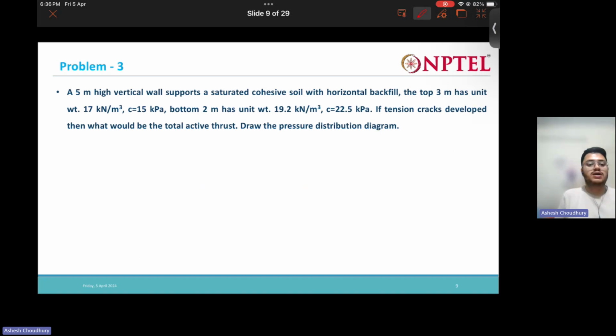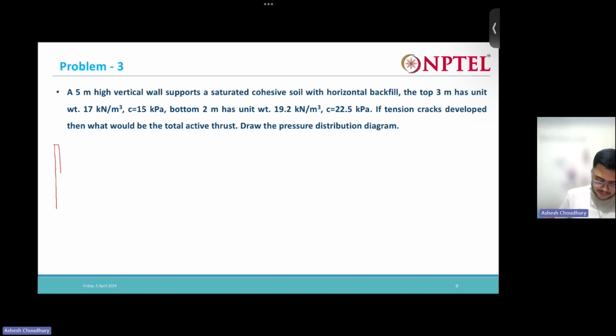A 5-meter high vertical wall supports a saturated cohesive soil with horizontal backfill. The top 3 meters has a unit weight of 17 kilonewton per meter cube and cohesion 15 kPa. The bottom 2 meters has a unit weight of 19.2 kN per meter cube and cohesion 22. If tension cracks developed, what would be the total active thrust? Tension crack developed means the top portion is cracked, and the bottom triangle will come, right, in the picture. We have to find out the total active thrust and then the total pressure. So let us just draw the picture.